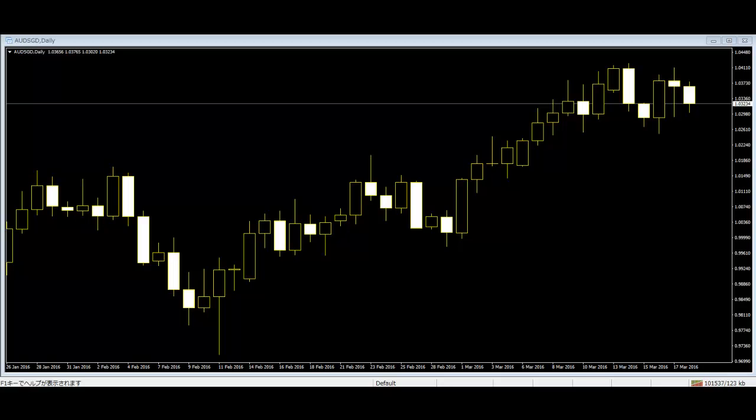Breakout failure. A breakout might not lead to the end of the preceding market behavior, and what starts as a pullback can develop into a breakout failure.